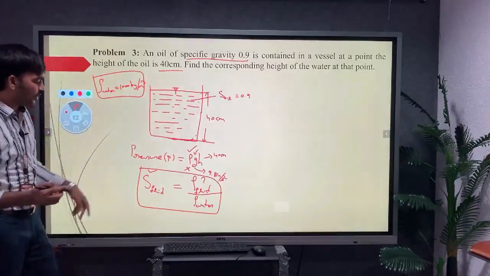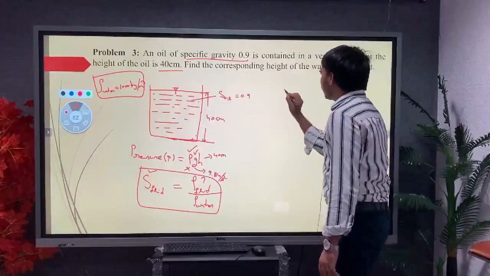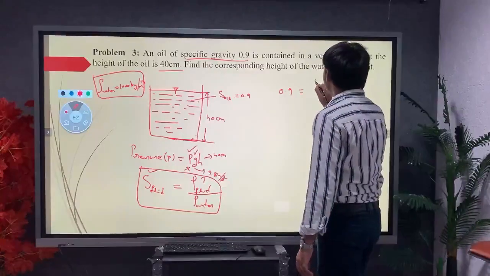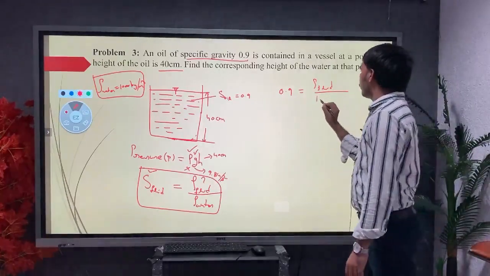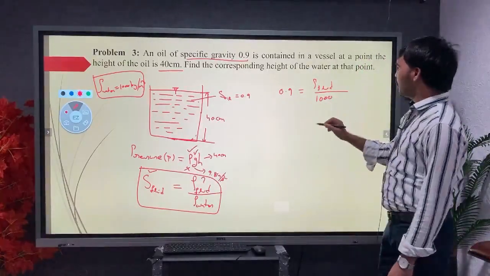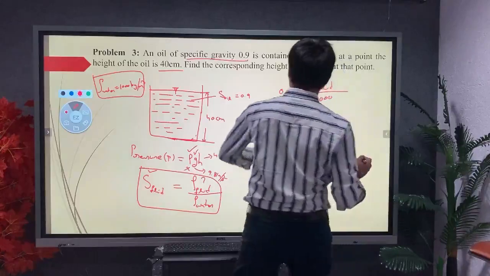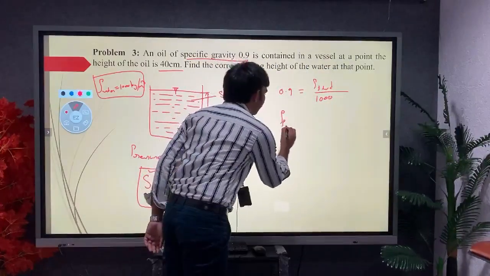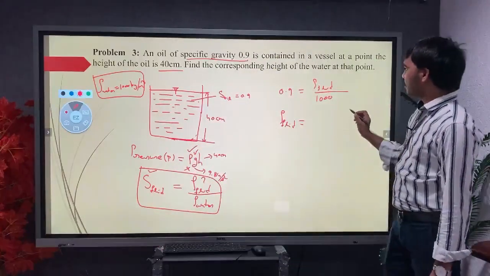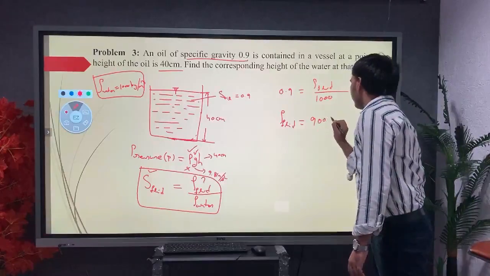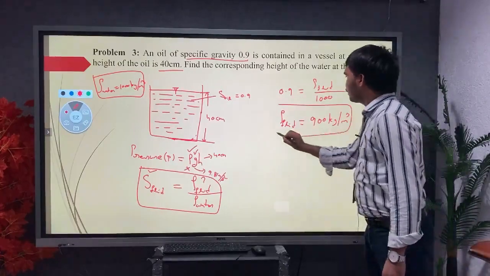If you substitute these values, the specific gravity 0.9 will be equal to the density of the fluid divided by the density of the water, 1000 kg per meter cube. So the density of the fluid will be 0.9 times 1000, which is 900 kg per meter cube. This is the density of the fluid.